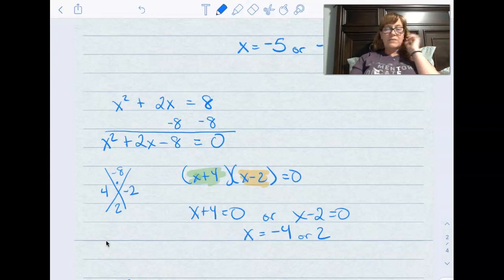I know I'm going fast when we get down to that algebra, but I feel like that's simple enough. You guys are seeing that now.